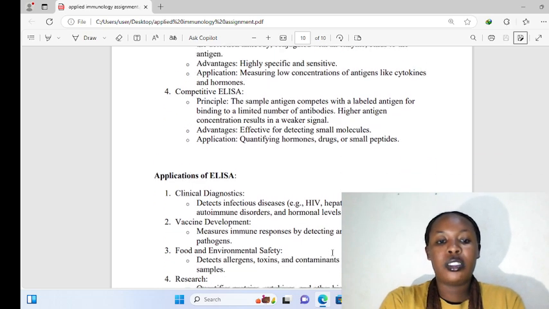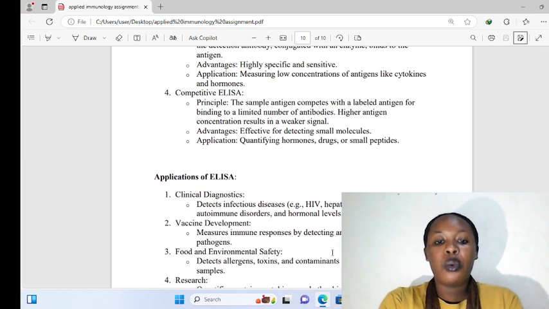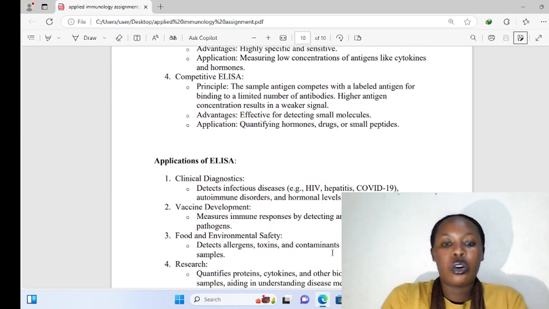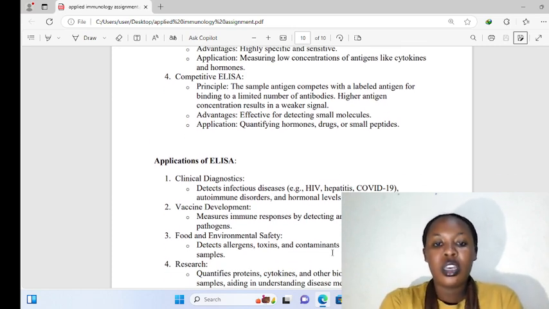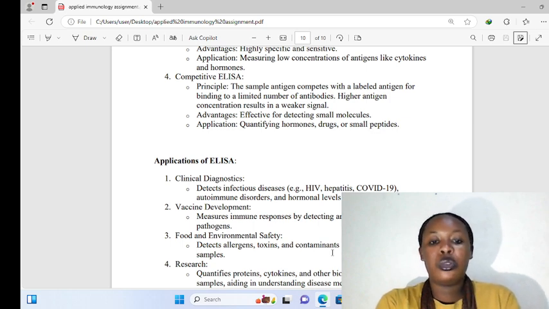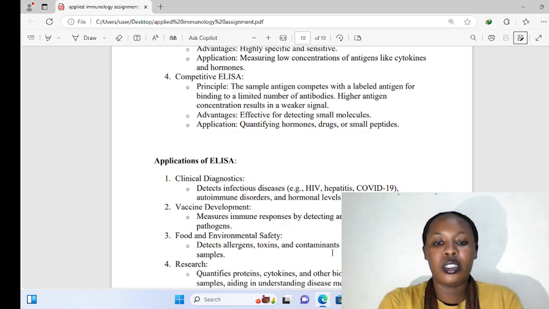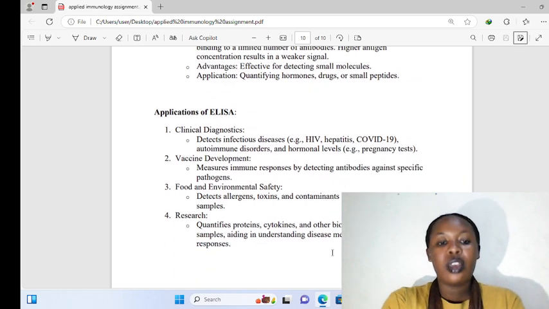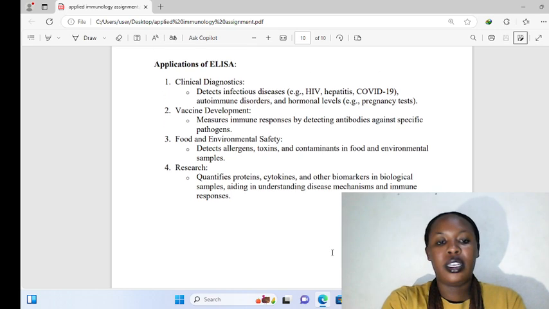Then the competitive ELISA is where we coat the well with antigen while we are detecting the same antigen. The sample antigen competes with labeled antigen for binding to a limited number of antibodies. Higher antigen concentration results in weaker signals.